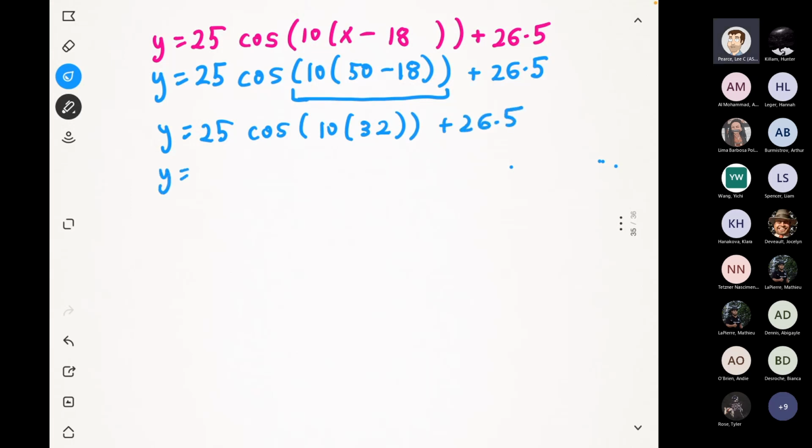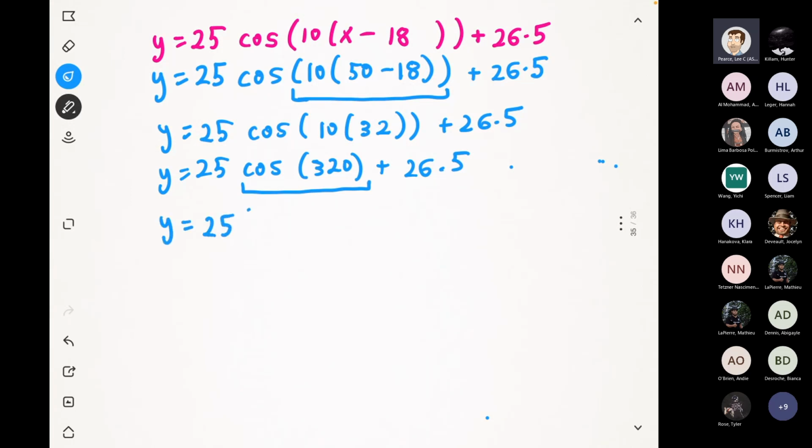And then 32 times 10 is 320. So all I did there is plug in 50 for X and then simplify that angle using the order of operations. Next up, I have the cosine of 320. That's not on your unit circle. We're not using the unit circle for these anyway. We're just going to plug into our calculator, make sure it's in degree mode.